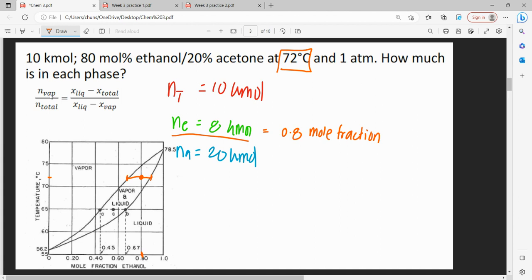And read across to find our liquid and vapor compositions. So this is our X vapor and our X liquid. X of our vapor is roughly, if we draw down, about 0.67. Then our X liquid, we take from this point and we draw down. I'd say that's about 0.9.